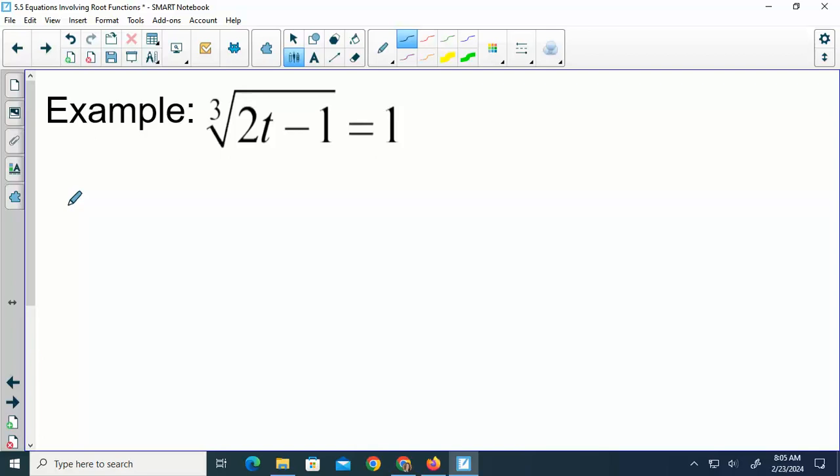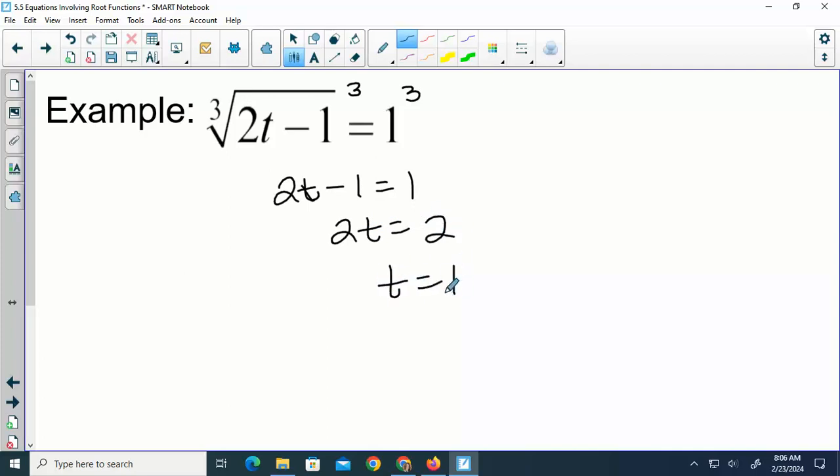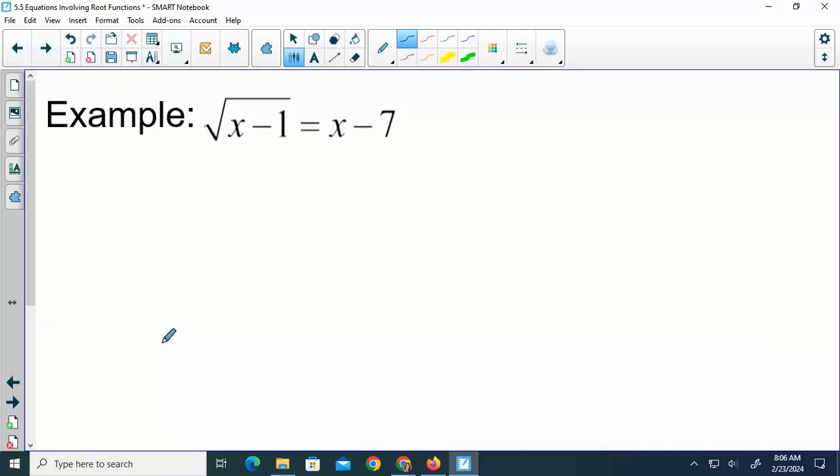You guys try that one. Cube each side. So 2t minus 1 equals 1. So 2t equals 2 and t is 1. If you check it, does it work? You get the cube root of 1, which is 1. Alright, let's go to this one.